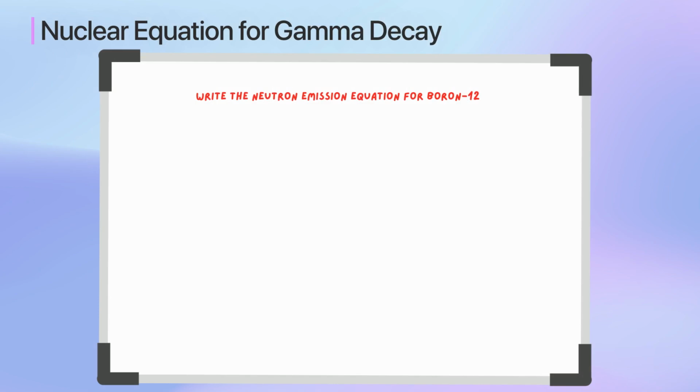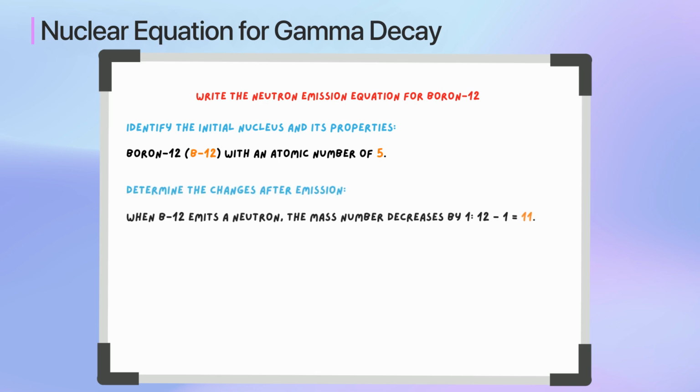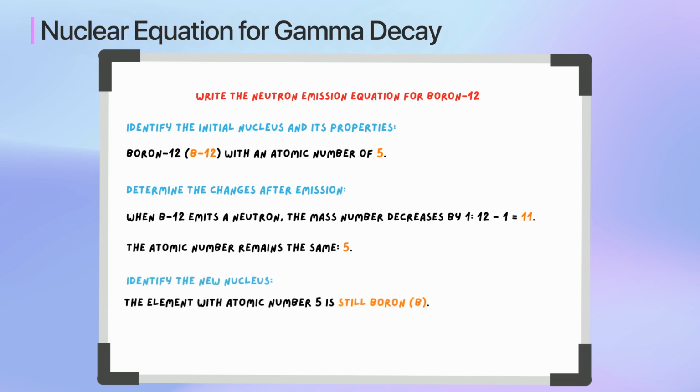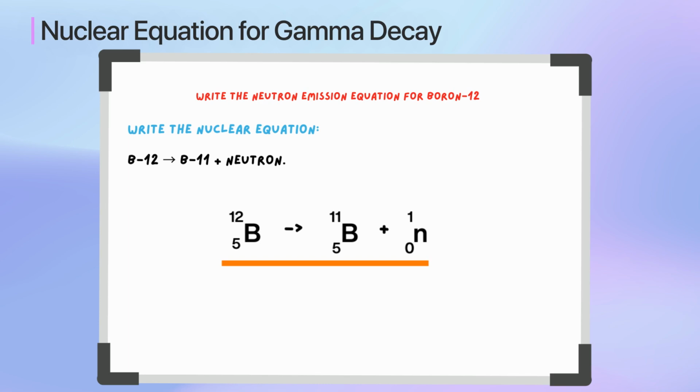Our final problem is to write the neutron emission equation for boron-12. As always, we identify the initial nucleus and its properties, which in this case is boron-12 with an atomic number of 5. We know that when the boron isotope emits a neutron, the mass number decreases by 1 from 12 to 11, but the atomic number remains the same at 5. We then identify the new element, but the element with an atomic number of 5 is still boron. Therefore, the new nucleus is boron-11. We can now write the nuclear equation, which is B-12 becomes B-11 and a neutron.